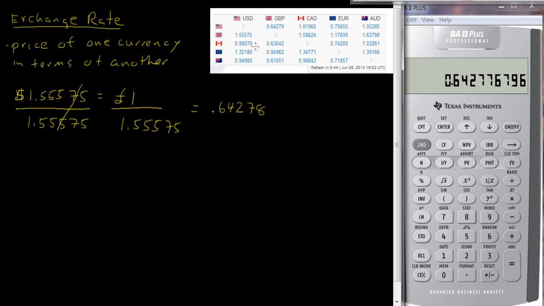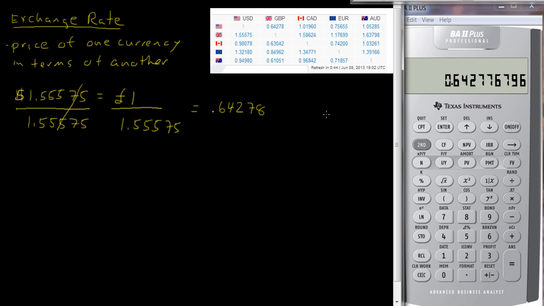If you took 1 and divided it by 0.98078, you should get 1.01960 Canadian dollars to buy 1 US dollar. So you can figure out these exchange rates the same way. It takes $1.32 to buy a euro, which means that it takes 0.75665 euros to buy 1 US dollar. So you can do that for yourself.